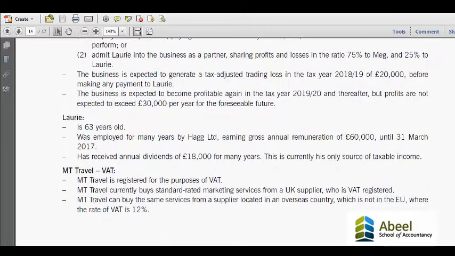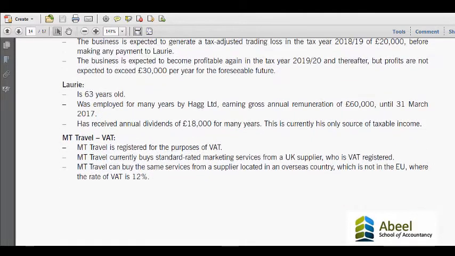Laurie is 63 years old, was employed for many years by Hug Limited, earning gross annual remuneration of 60,000 until 31st March 17. He has received an annual dividend of 18,000 for many years. This is currently his only source of taxable income. Gross earnings of 60,000 means Laurie is a higher rate taxpayer. And right now he is still receiving the 18,000 annual dividend.